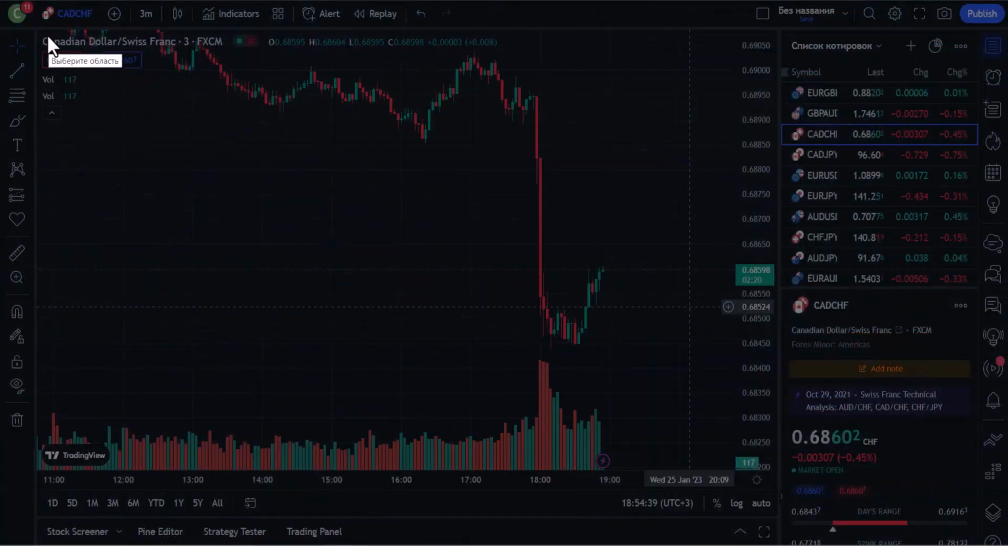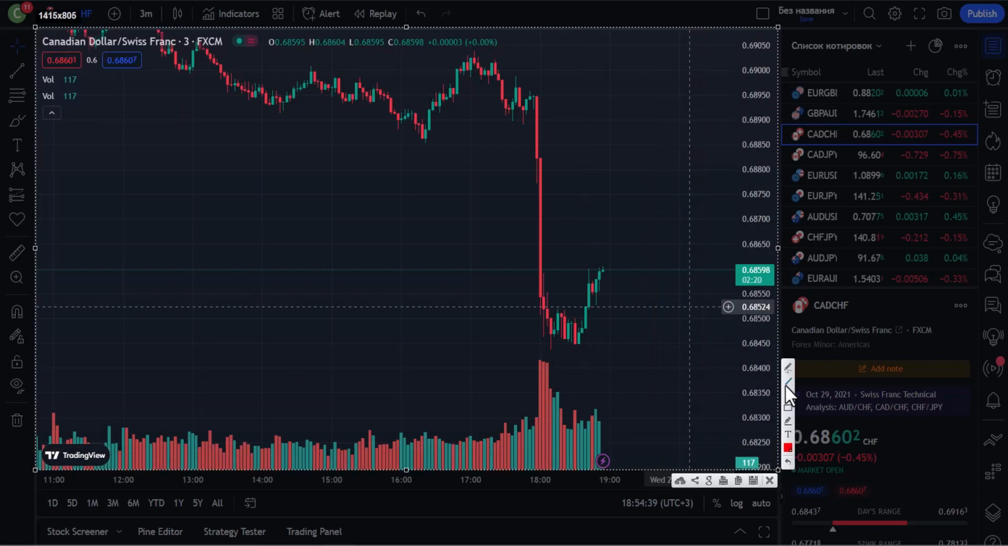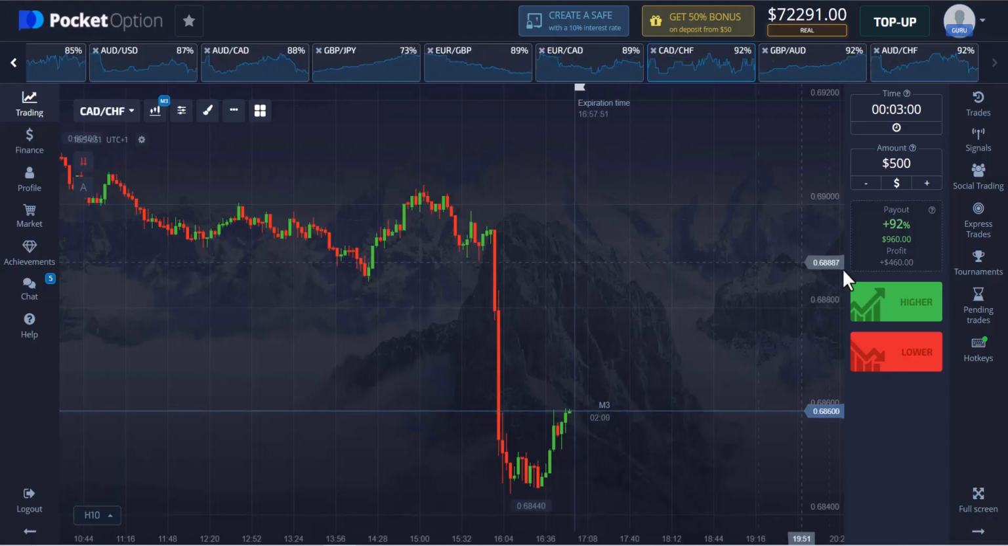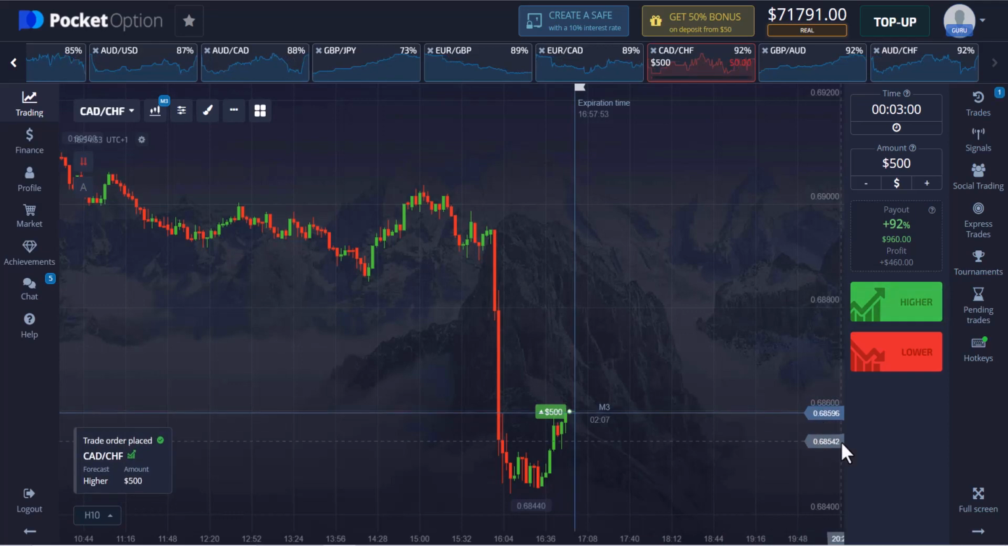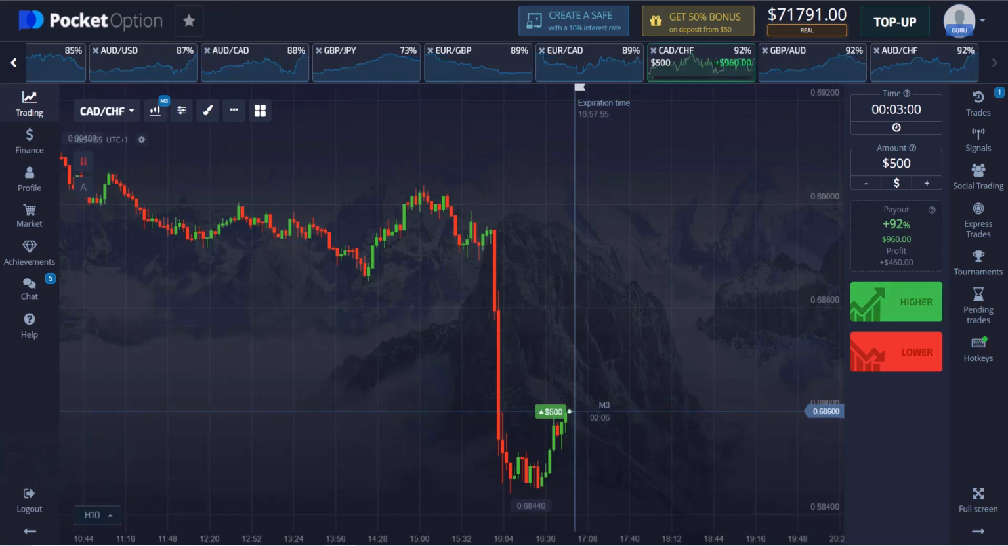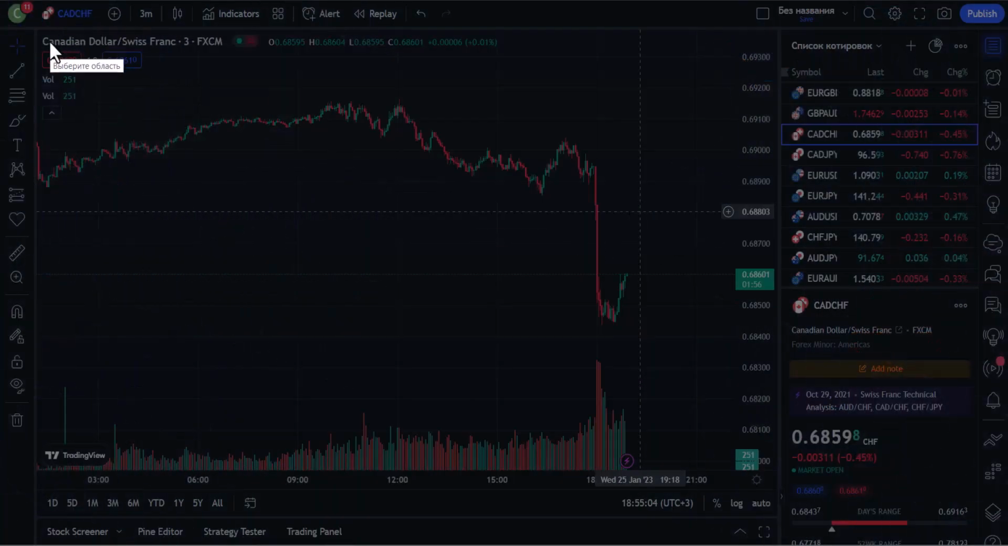And our last pair for today is Canadian dollar to Swiss franc. We will invest in the price increase after the reversal. So let's get back to the broker to make our investment. We will use $500 with 3-minute expiration for the price increase. Let's get back to the trading view for the bigger picture.